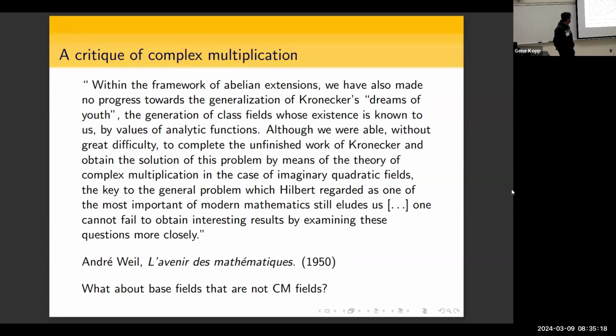And of course, the main question after the work of Shimura Taniyama is what can we say about non-CM fields, fields that do not have this particular behavior at infinity, this particular signature. And the first example, of course, are real quadratic fields that escape the scope of this theory.